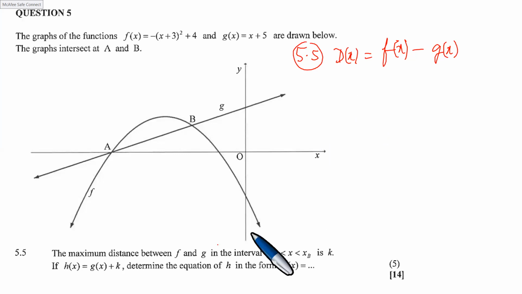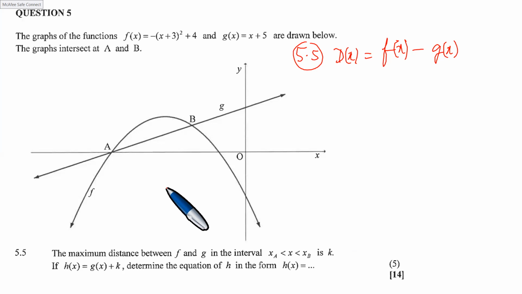Okay, that is the distance, because now at this point we want to say the maximum distance between f and g in the interval is k. So we want to find the maximum distance between the two functions, and we can find it in a couple of ways.